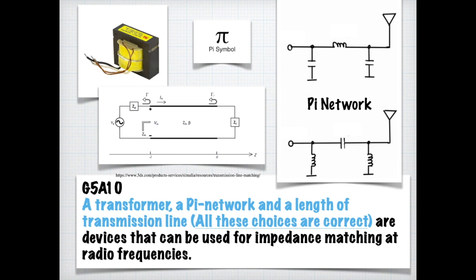And then we have something that's called the pi network. So the pi networks, if you look at their configuration and then you look at the pi symbol, you can see why they're called pi networks. It's because they resemble the symbol for pi. For the exam, however, you need to know that a transformer, a pi network, and a length of transmission line, all of these are correct, are devices that can be used for impedance matching at radio frequencies.